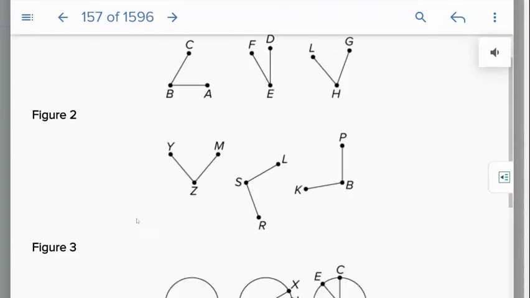All right, figure 2. Which two angles are congruent? Give you some time. All right, so if you saw that this angle right here, MZY or YZM, is a bit less than 90 degrees, whereas these two angles appear to be a little bit greater than 90 degrees, so it'd be these two, yes? Angle LSR and angle KBP, the two on the right.